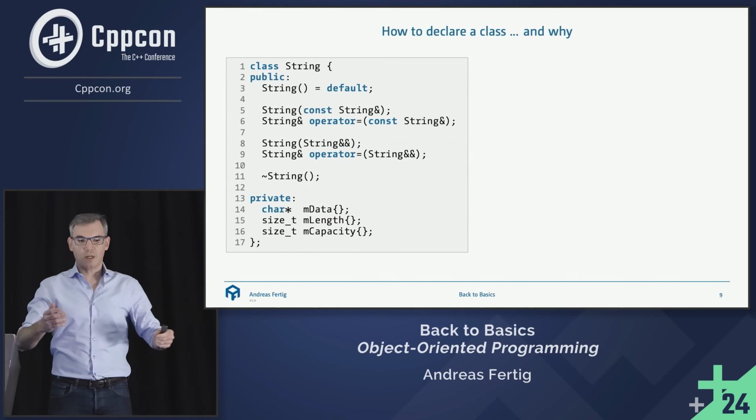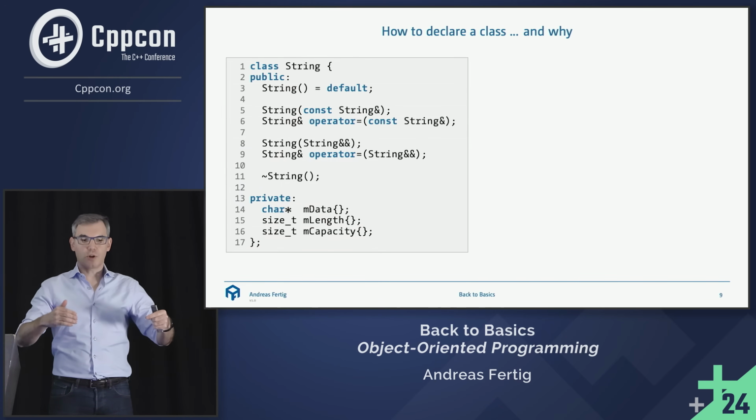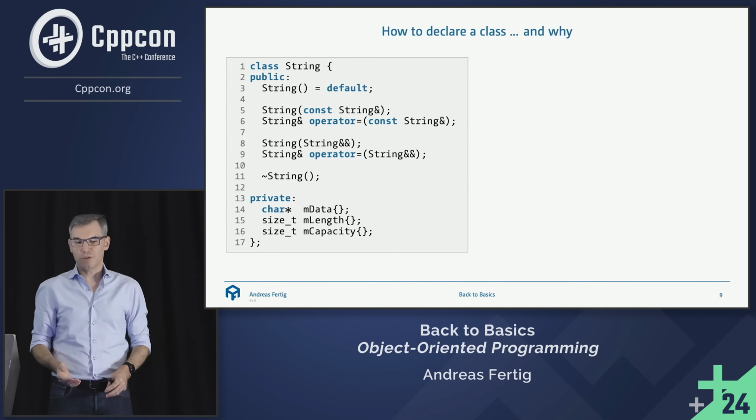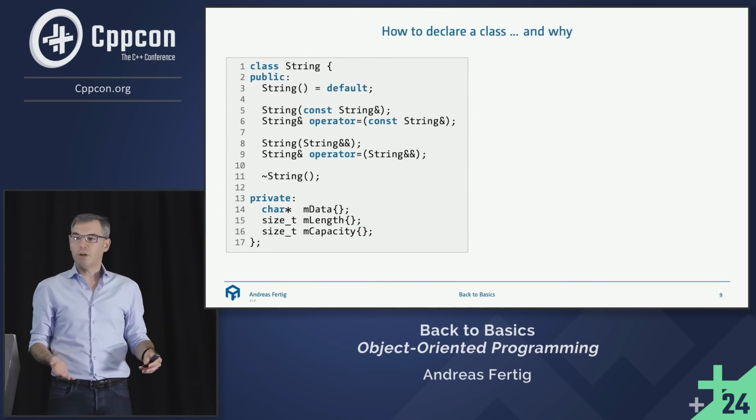We start by saying class, it's a string here. We start by saying, okay, now we start the public scope. We have a default constructor in it. We have the copy operations. We have the move operations. Oh yeah, we have a destructor there and then potentially other member functions following. And at the very end of the class, in the private section, we declare all the data members.